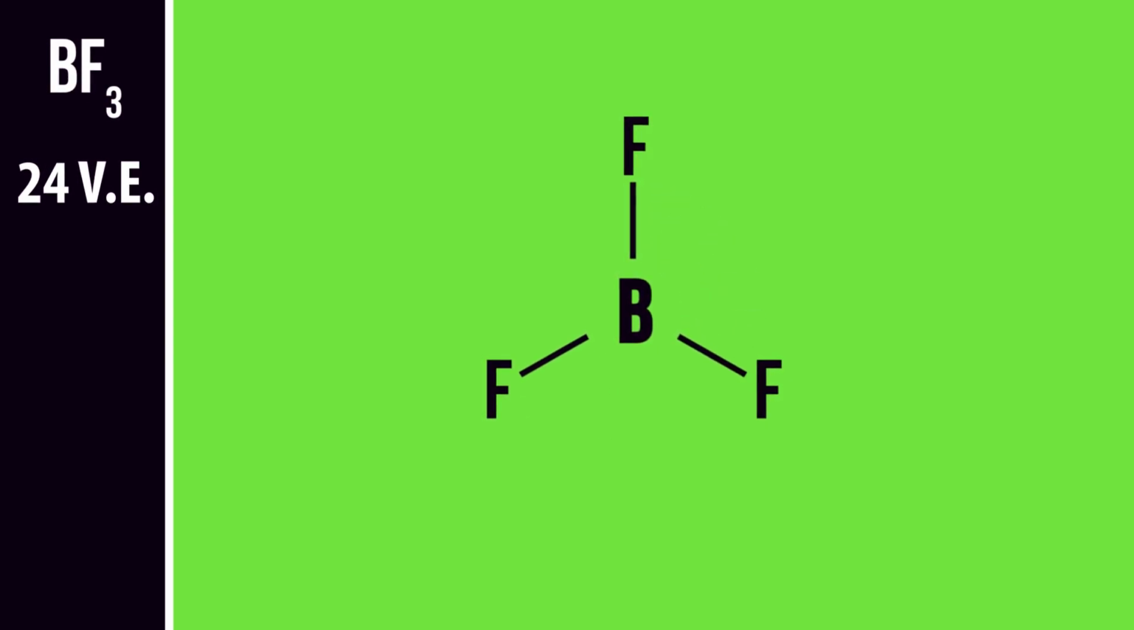Because boron is less electronegative than fluorine, we place it in the center and surround it with the three fluorine atoms. Then we draw 3 single bonds to connect them. That means we have already used 6 valence electrons to represent the single bonds, and we have 18 valence electrons remaining.